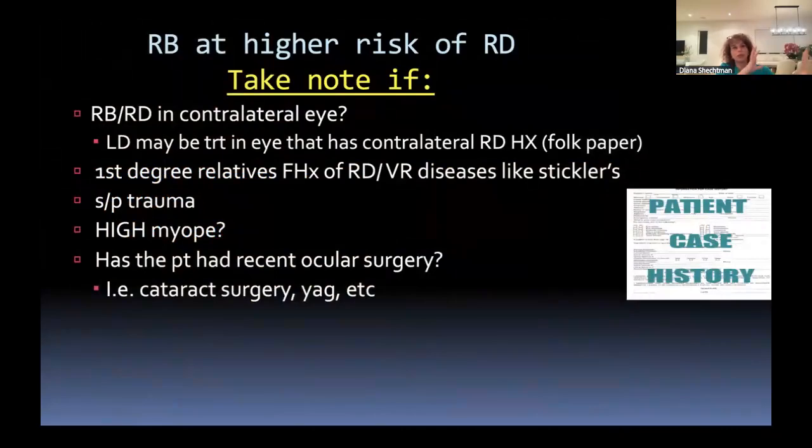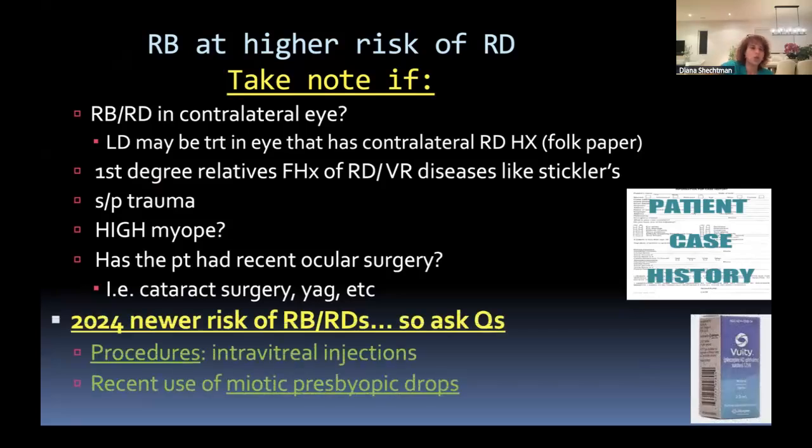So outside of the breaks that we show you, even the fluid, you want to take a good history. Contralateral retinal detachment and or break in the other eye, somebody may treat some sort of break, even lattice on a contralateral eye. First degree relatives with a family history of retinal detachment, but what they're really looking for is these anomalous vitreoretinal diseases. Any kind of traumatic hole, high myopes, or someone who develops a retinal break status post-surgery. The new clinical preferred practice patterns do add questions about procedures such as injections. I've actually seen a break induced by an injection, and the recent miotics and the presbyopic drops.